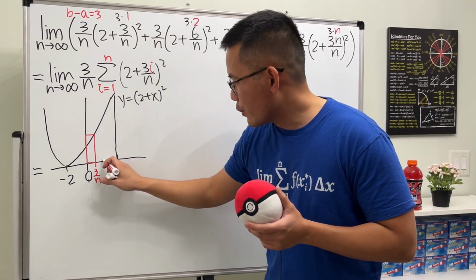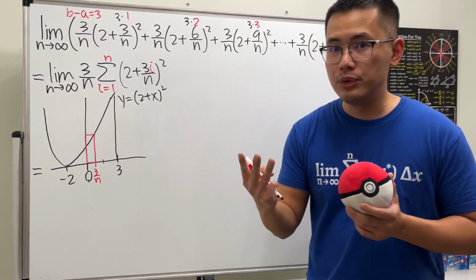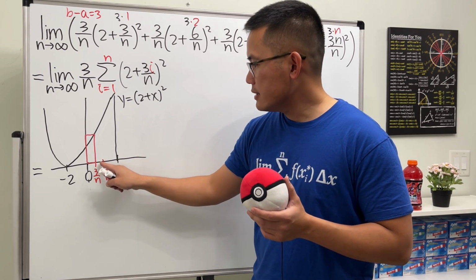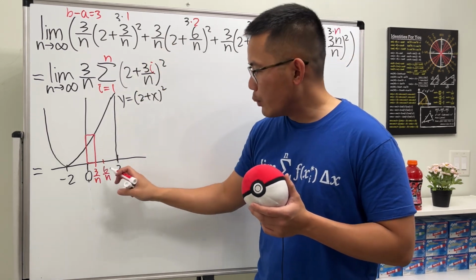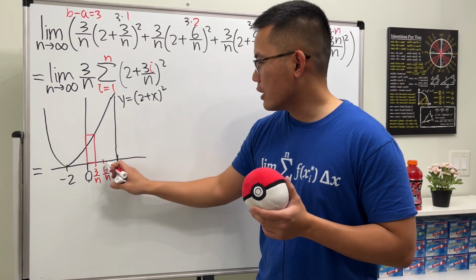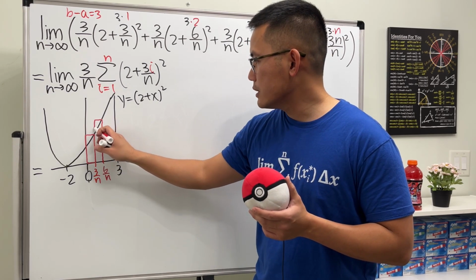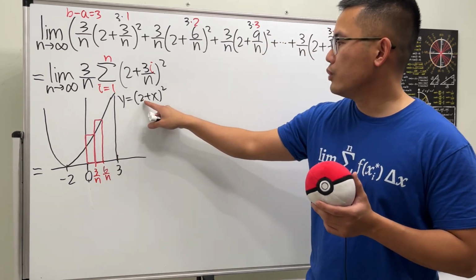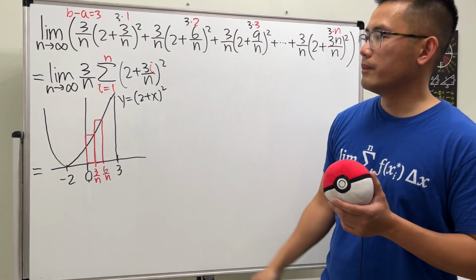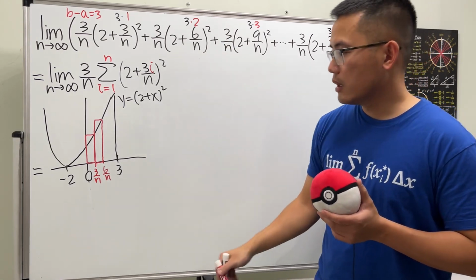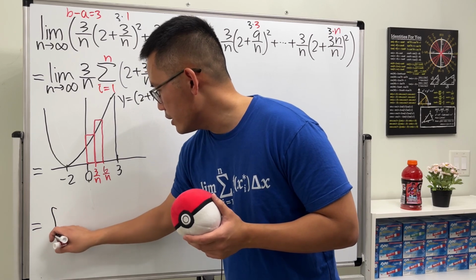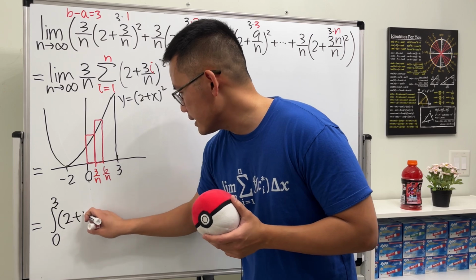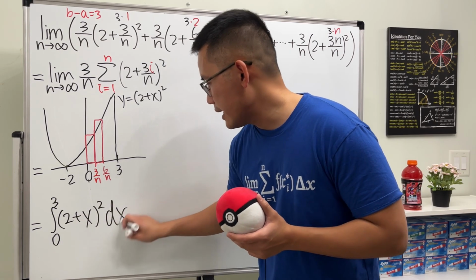The next one, of course, each time we will have to go up by 3 over n. So the next one will be 6 over n. And notice that the width is still 3 over n, but we are using this for the x value. Put it here, we go up, and then we see that the height of this rectangle will be 2 plus 6 over n and then square. So this right here is the function. And then of course now we can just integrate this from 0 to 3. And then here we have the function 2 plus x square dx.